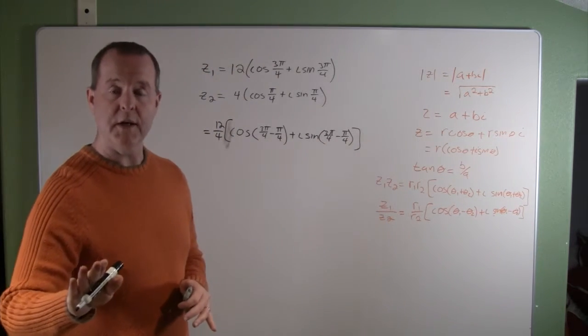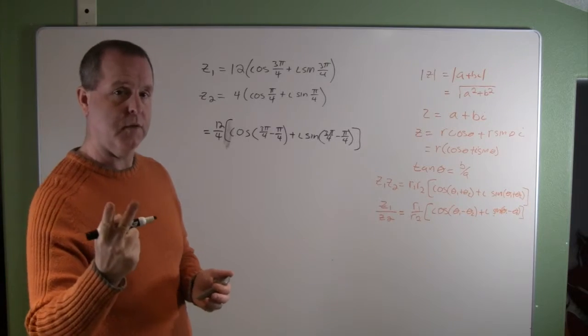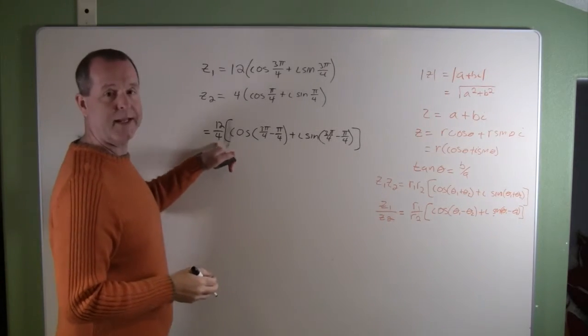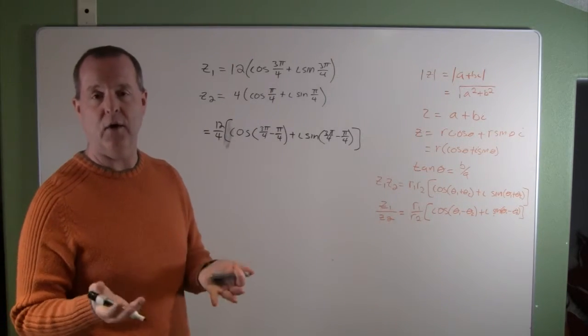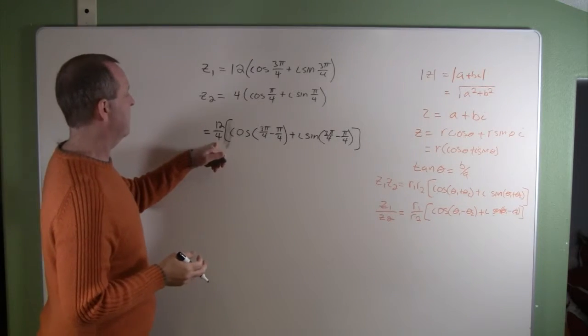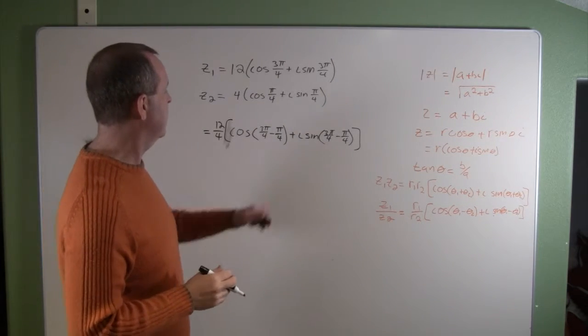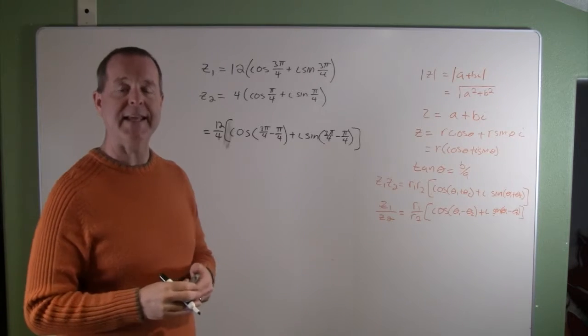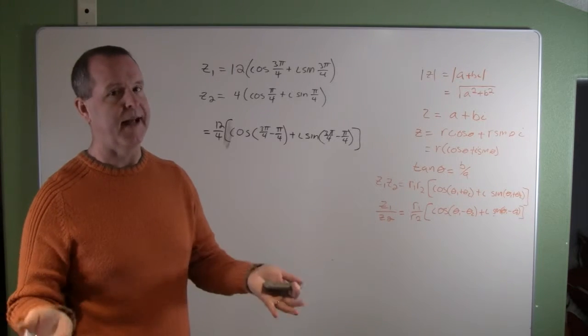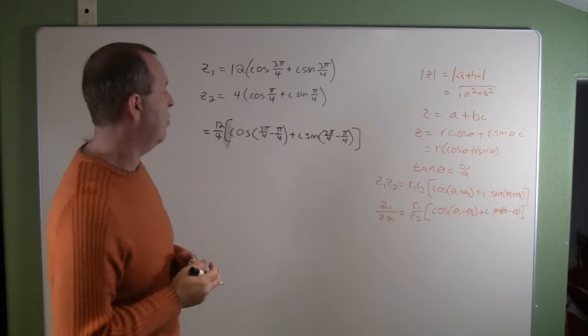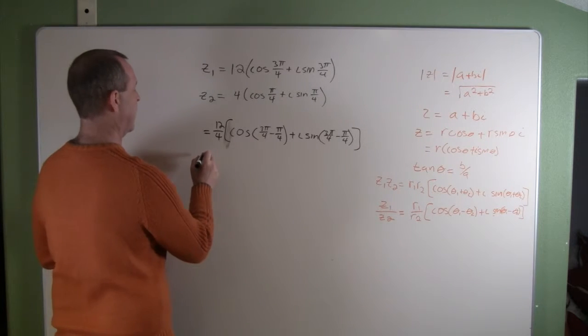A couple things I want you to note. When we're taking quotients, you notice 2 things. One, we take the ratio, or the quotient, of the moduluses, and then I'm subtracting, or taking the difference of, the arguments. That's different than when we're multiplying 2 points. And then I reduce that down.